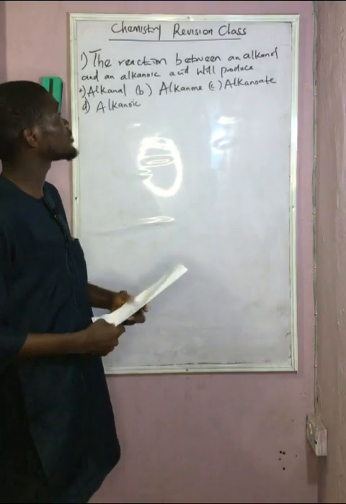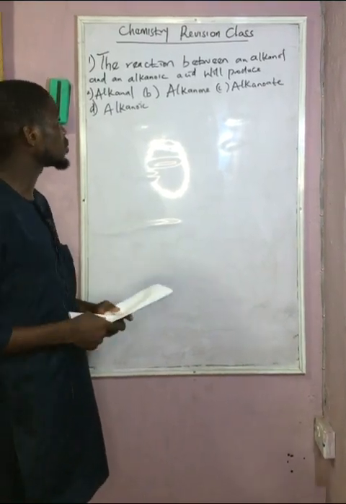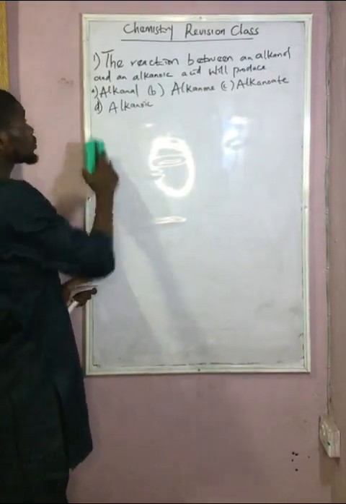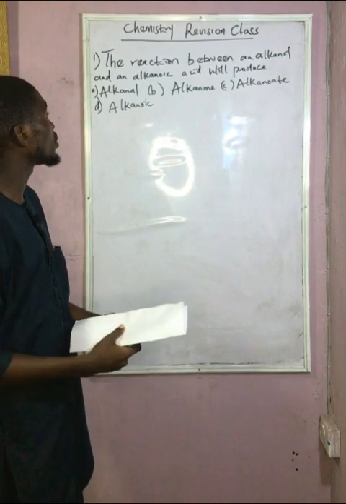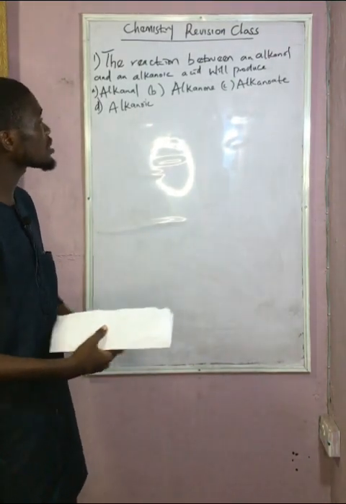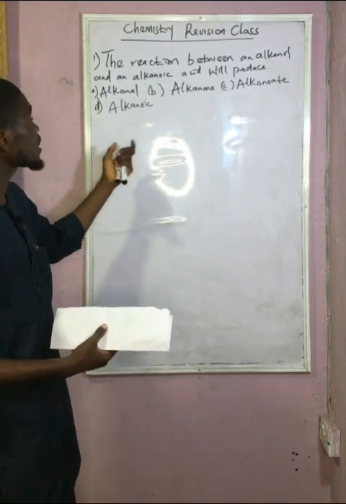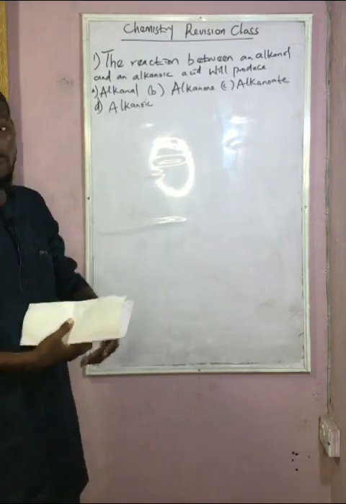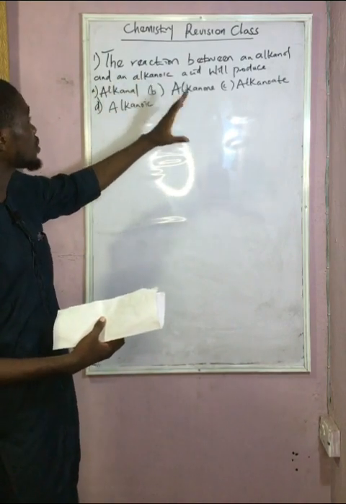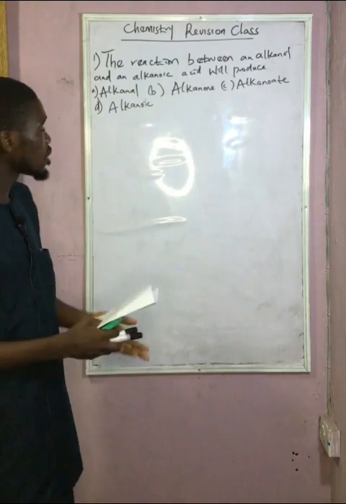It said the reaction between an alkanol and an alkanoic acid will produce what? A. Alkane, B. Alkanone, C. Alkanoate, D. Alkanoic acid. Out of these four options, alkanoic acid is not there because it is stated clearly in the question that we have to look at the reaction between an alkanol and an alkanoic acid. We produce what? So let's take a look at this now.